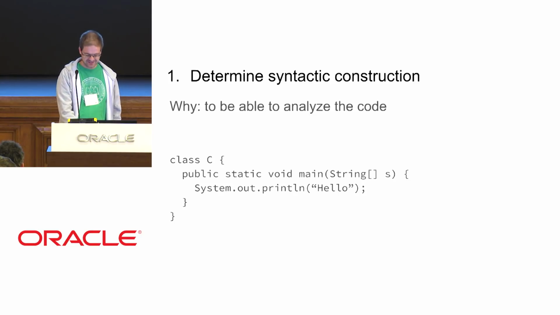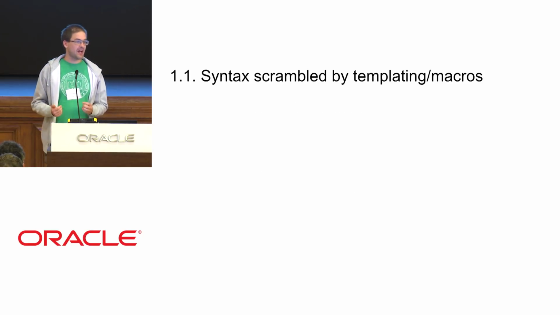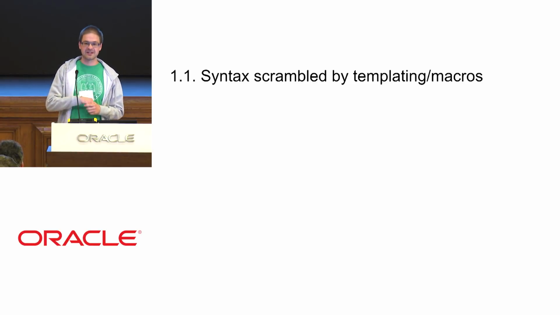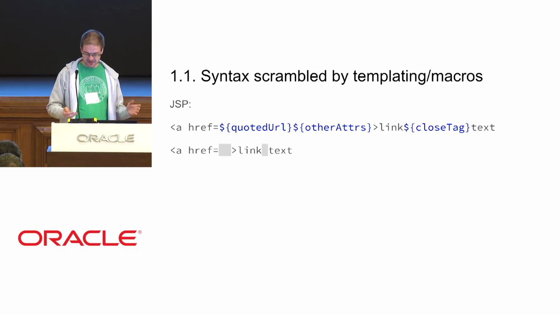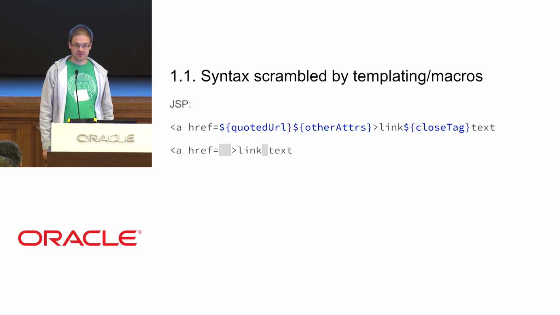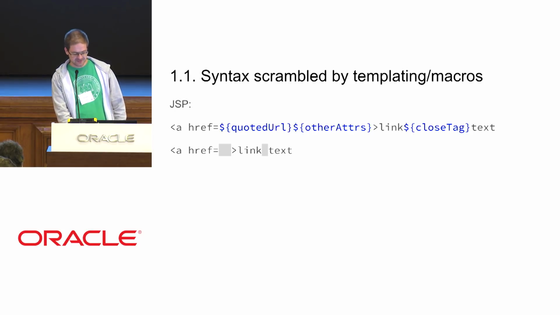It turns out that a lot of things can go wrong when determining a syntactic construction from text. First, your syntax might be completely scrambled beyond any recognition by templates, macros, preprocessors, and so on. Take, for example, JSP. Look at what this evil JSP does to poor innocent HTML. If you remove all the markup, you just end up with HTML with some holes, and you don't know what's in these holes. There can be some markup there, or maybe not. And it's not very clear how to even start supporting such things.